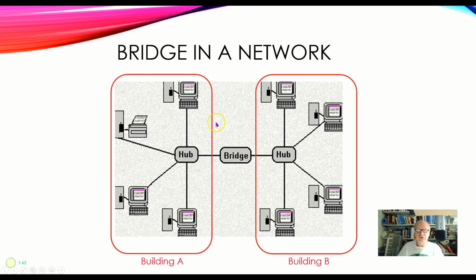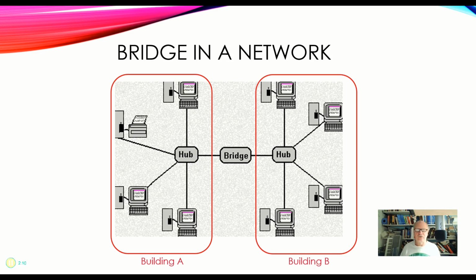So let's say I've got two buildings, and typically I would just have a hub. I might have two hubs and go from hub to hub, but the result is the same. All these devices would be on one big collision domain. Well, let's say I have 100 devices in building A and 150 devices in building B. Well, that's a lot of collision domain. And because of all of the collisions going on here, these things might get too slow.